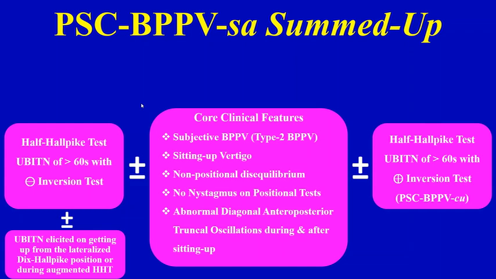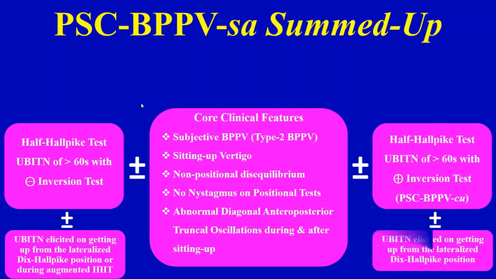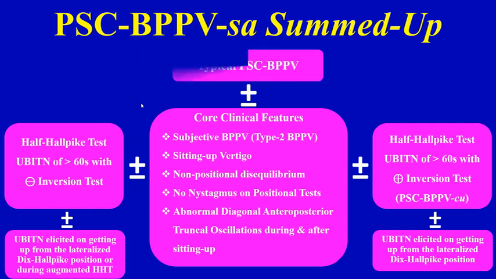So the short-term posterior semicircular canalolithiasis is occurring concurrently with posterior semicircular cupulolithiasis. And in such cases also, you see an upbeating ipsitorsional nystagmus evoked on getting up from the lateralized Dix-Hallpike position. So that does not make a difference from the short-term posterior semicircular canalolithiasis, and that's why carrying out a half Dix-Hallpike test with augmentation in conjunction with the inversion test is mandatory. Many of these cases of the short-term posterior semicircular canalolithiasis may be associated with typical posterior semicircular canalolithiasis, and the two are interchangeable, as we have demonstrated in our cases.